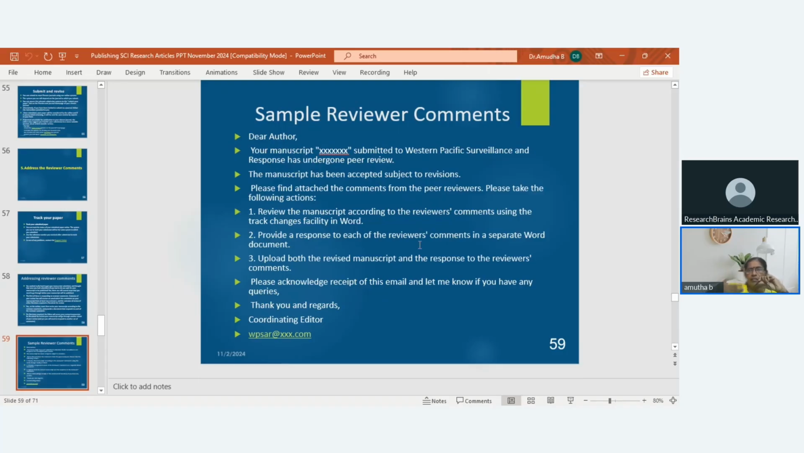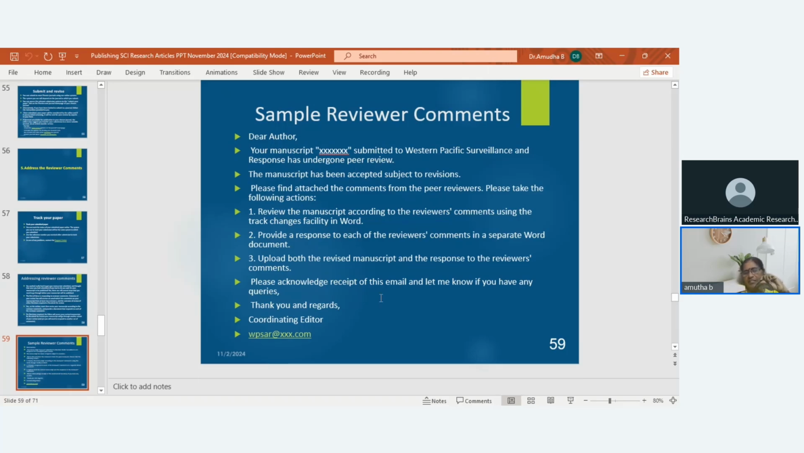You have to create a Word document and copy the reviewer comments. In the next column, you give the answer, and whatever change you have done in the paper has to be mentioned in the third column, remember. And upload the revised manuscript and response to the reviewer comments. Then you have to upload the paper after responding to all the reviewer comments.